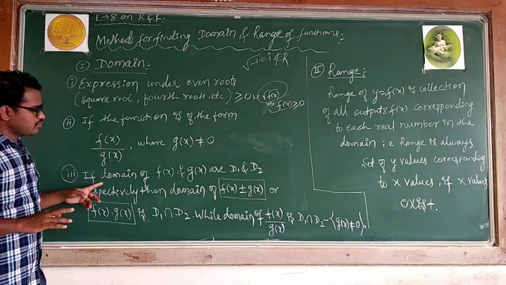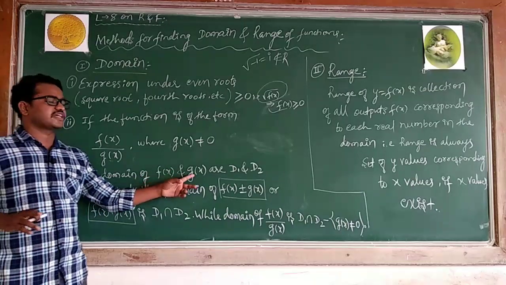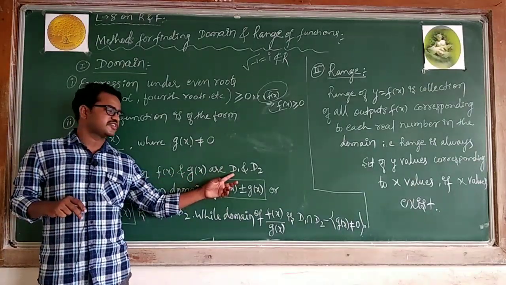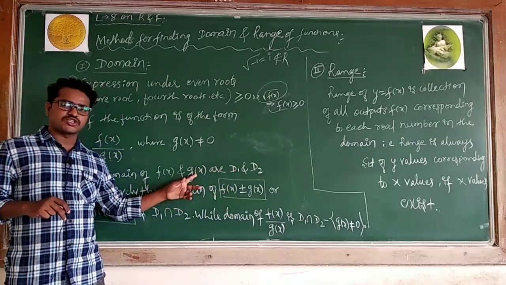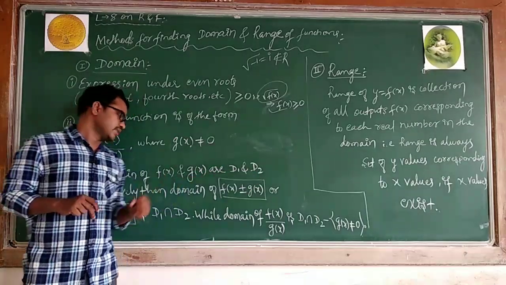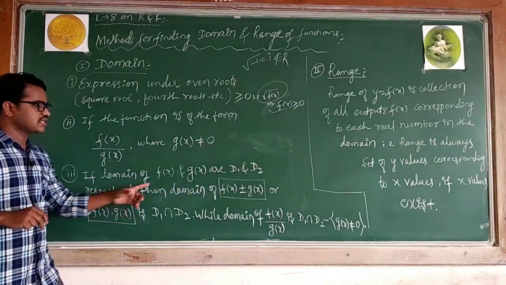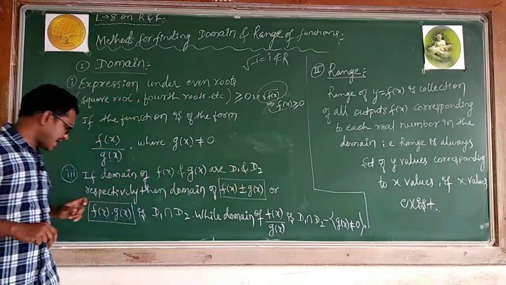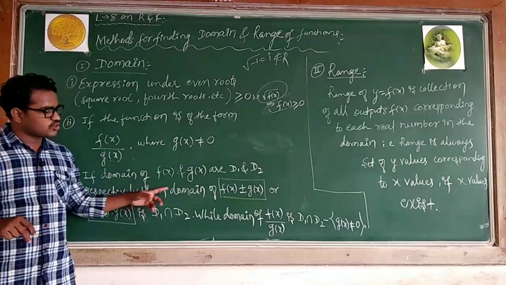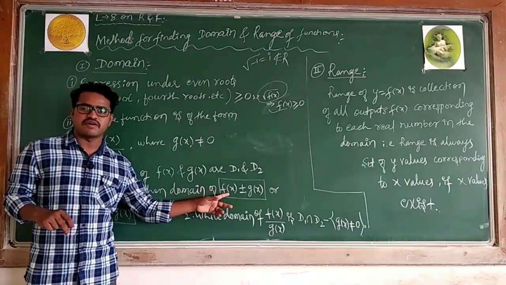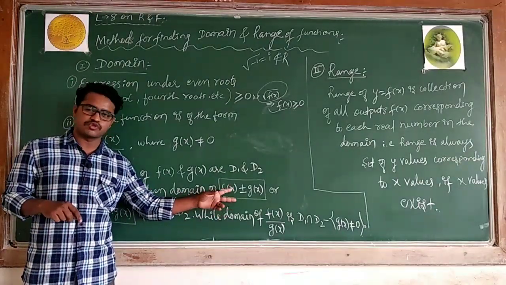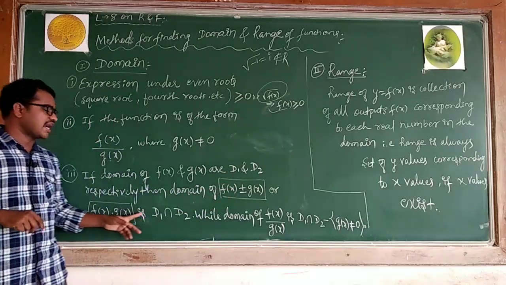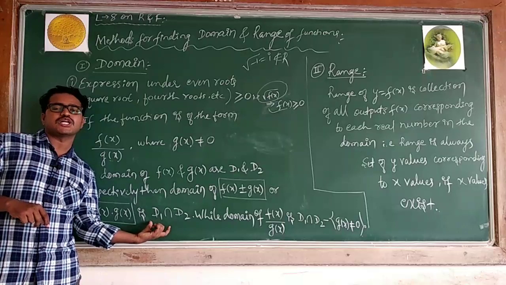And the third one: if we have two functions f of x and g of x, say the domain of the function f is D1 and the domain of the function g is D2, respectively, then the domain of f of x plus g of x, the difference of two functions, the sum of two functions, or the product of two functions is always the intersection of those two domains.